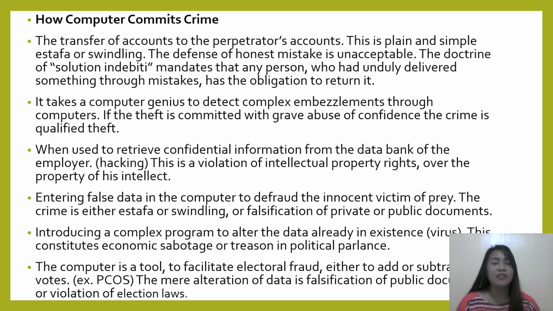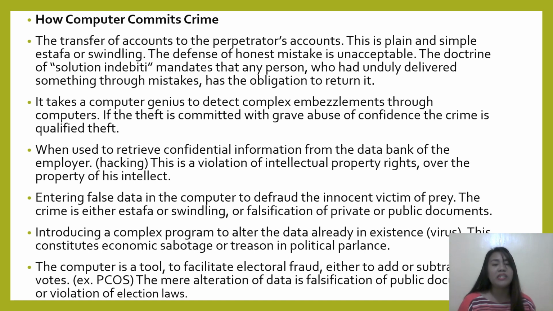Another is that it takes a computer genius to detect complex embezzlement through computers. If the theft is committed with grave abuse of confidence, then the crime is considered qualified theft. So when a computer is used to retrieve confidential information from the data bank of the employer, or the so-called hacking, yung pag-hack po ng employer's bank account, this is a violation of intellectual property rights over the property of his intellect.